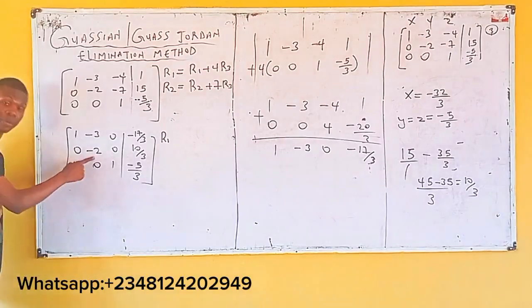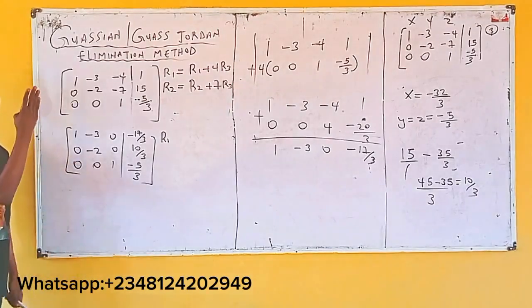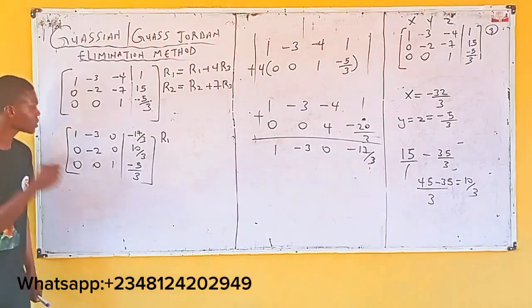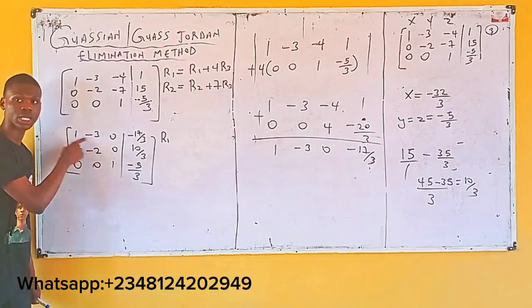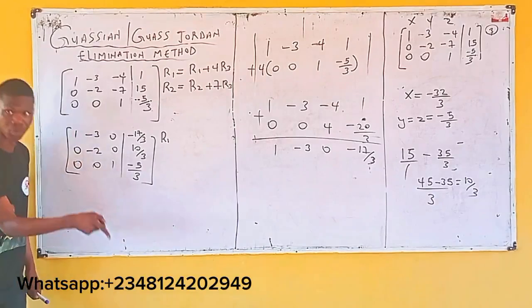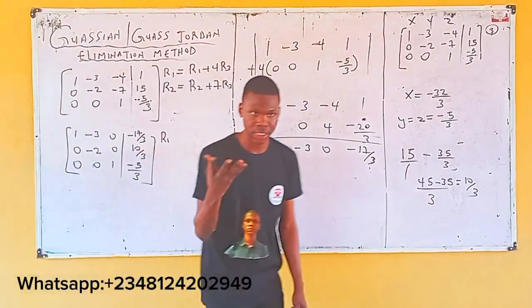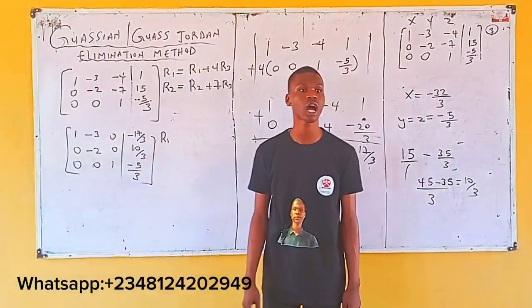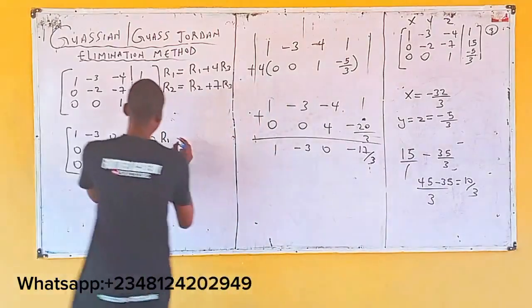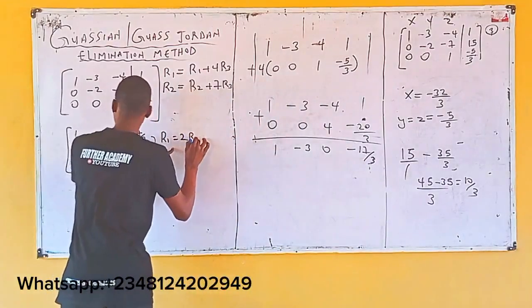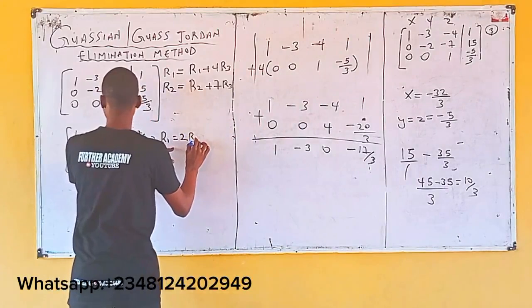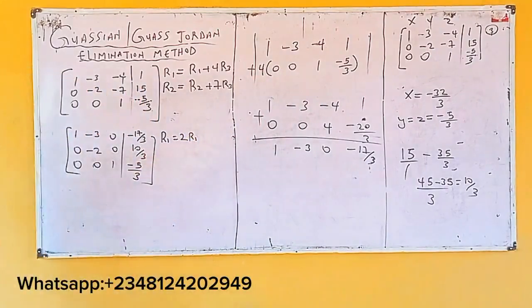From here, this is my pivot, right? And the number above my pivot must be 0. What it means is that -3 must change to 0. Now, you have to think. How do I make this guy to be 0? It is 2 row 1. Is it minus or plus? 2 row 1.